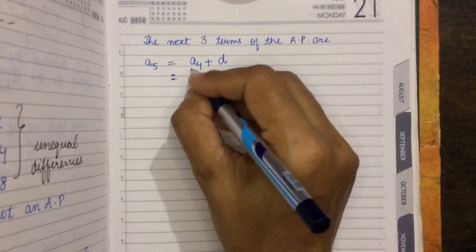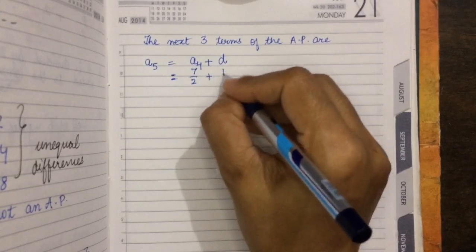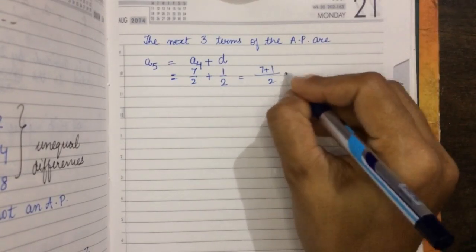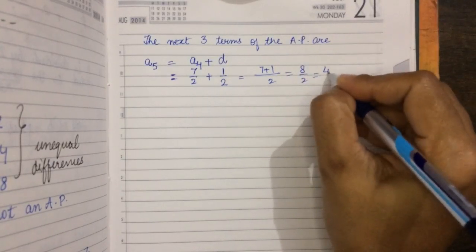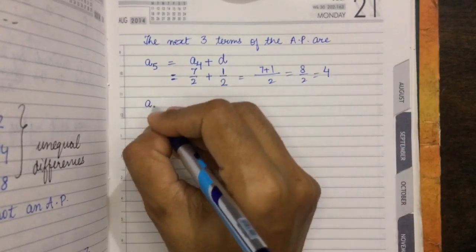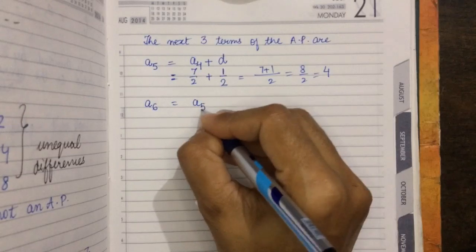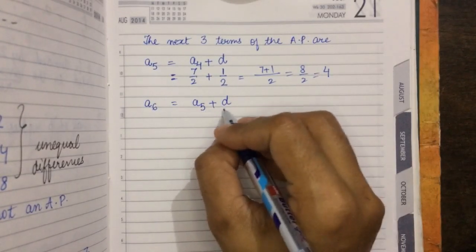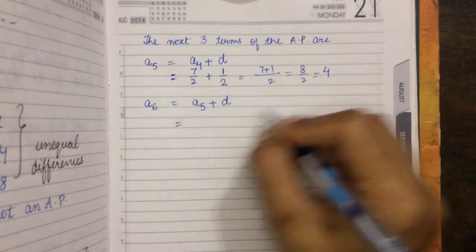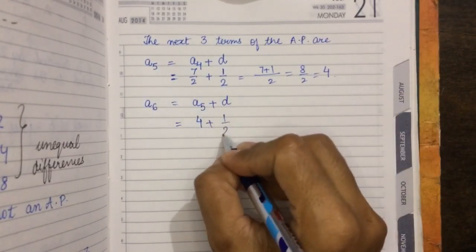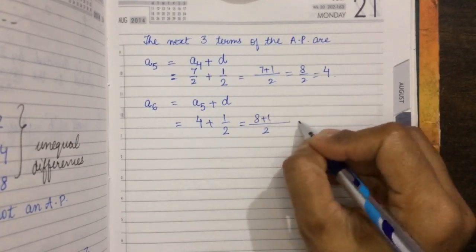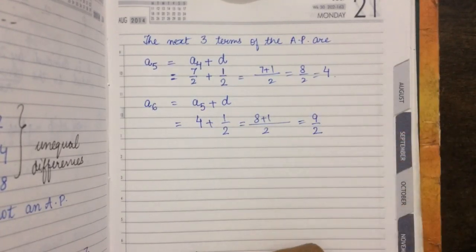So the 4th term is 7 by 2. The common difference is 1 by 2. This gives me the answer as 4. Let's obtain the 6th term. This will be obtained by adding the common difference to the 5th term. 5th term is 4, adding 1 by 2. Taking the LCM, this will be 9 by 2.